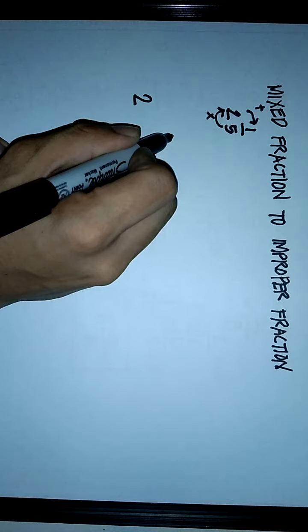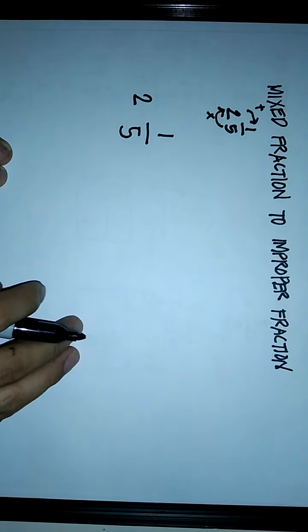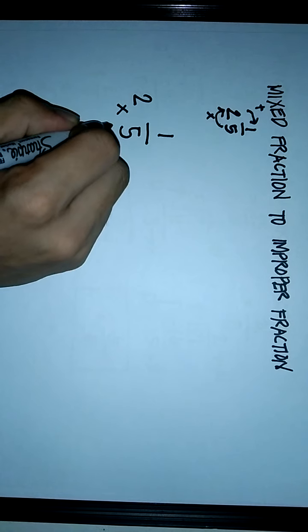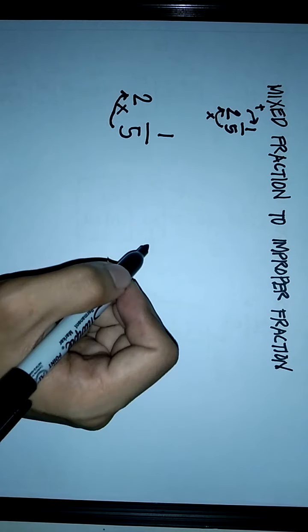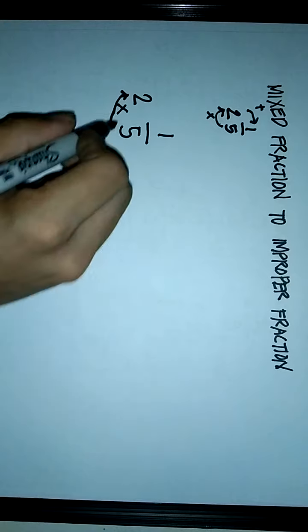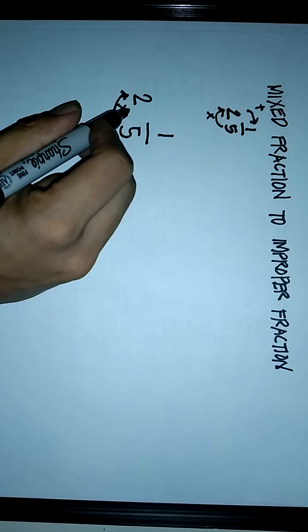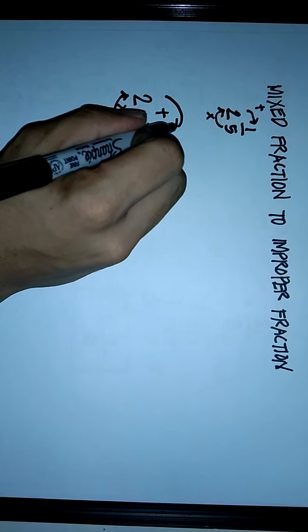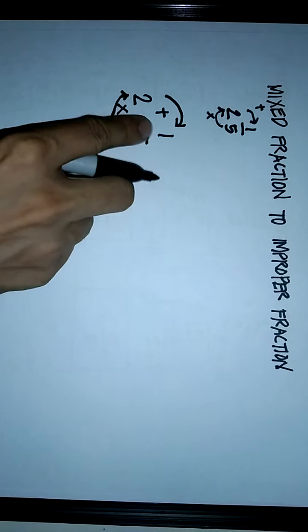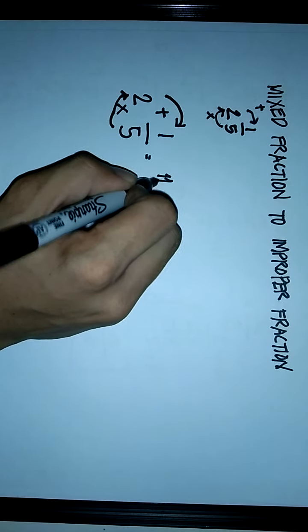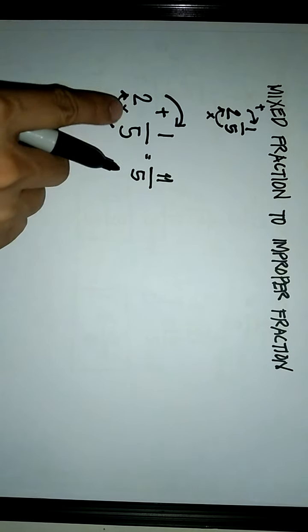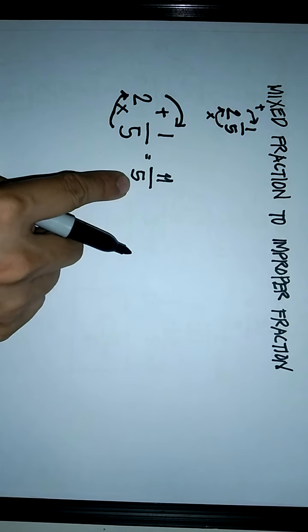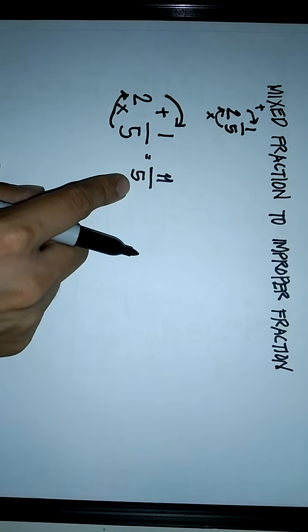Okay? So lalakihan ko. If we have 2 and 1/5, so yung 5, i-multiply natin sa 2. And then, that is 5 times 2 is 10. And then, i-add natin siya sa numerator, which is 1. So, 10 plus 1, we have 11. And we will just copy yung denominator, which is 5. So, ibig sabihin, yung ating 2 and 1/5 is equal to 11 over 5.